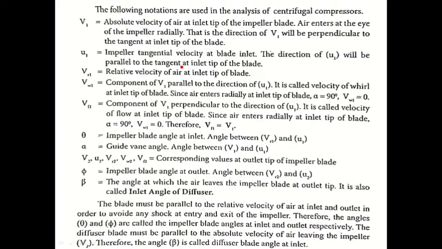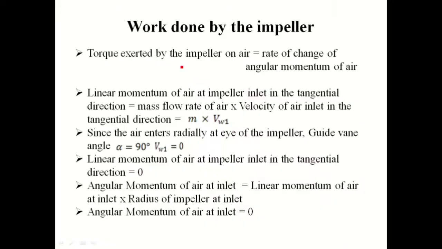So alpha is the guide vane angle. V2, U2, VR2, VW2, VF2 are the corresponding values at outlet tip of the impeller blade. Phi is the impeller blade angle at outlet, that is the angle between VR2 and U2. It is the angle at which air leaves the impeller blade at outlet tip, also called the inlet angle of diffuser, which is beta. So these are the notations used in the velocity diagram of centrifugal compressor.